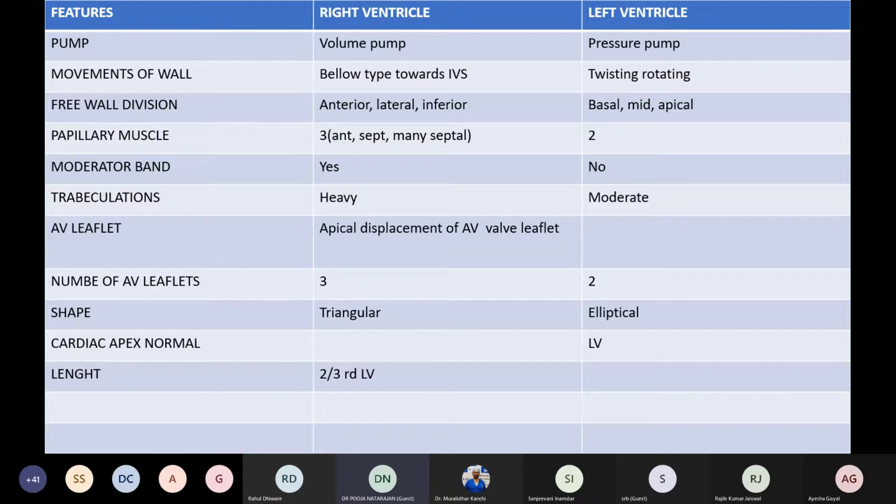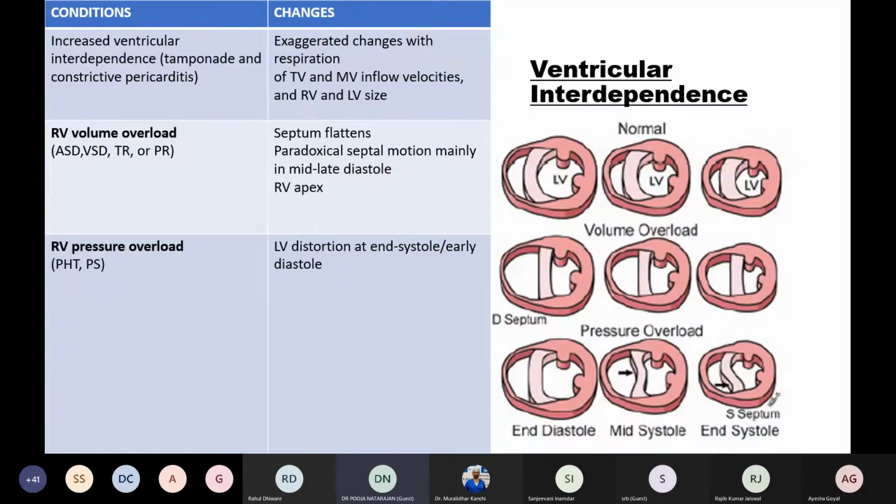So RV acts as a volume pump, whereas LV is a pressure pump. RV has bellow-like movement. LV has twisting and rotation-like movement. Papillary muscles are 3 in number, whereas in LV it is 2. Moderator band is present. Trabeculation is very heavy in RV. Apical displacement of the AV valve is also a very important feature of the RV. The shape is triangular as compared to elliptical in LV. Usually the LV forms the apex, but in RV dilatation, RV can form the apex. Length is 2/3 of LV.